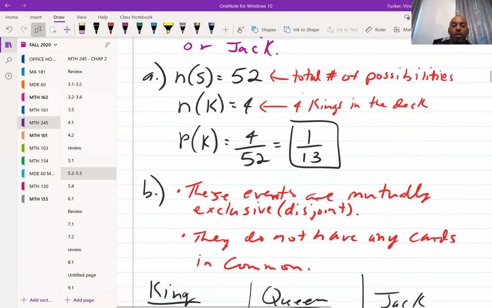All right. So since all of them are mutually exclusive, we can find their probabilities individually and then just add them together to find the probability that either one of them will occur. In other words, you pick out a king, queen, or jack.